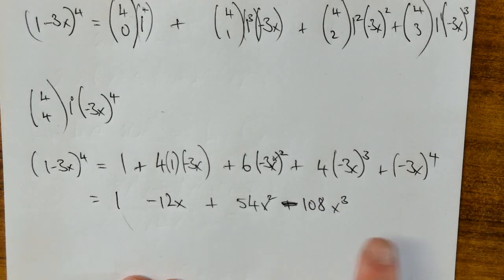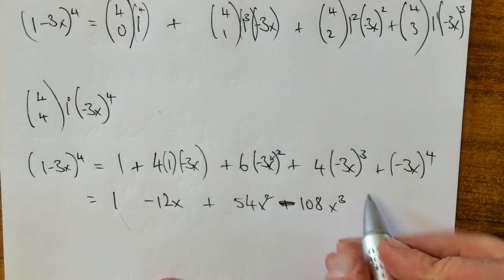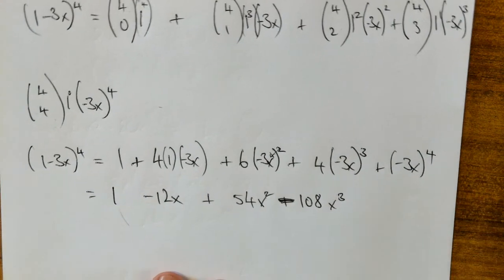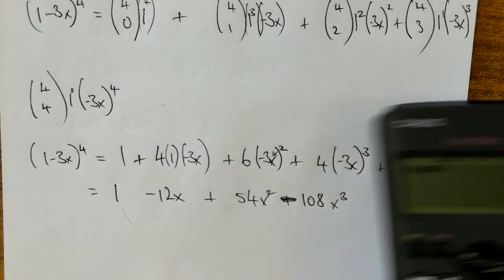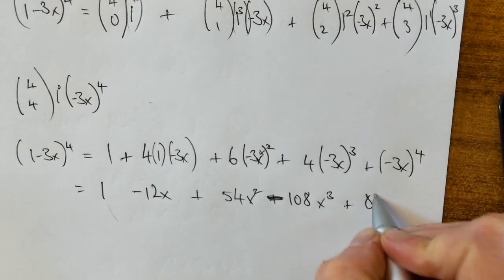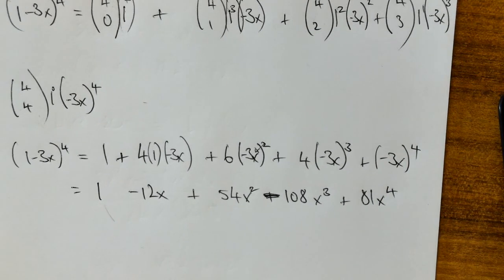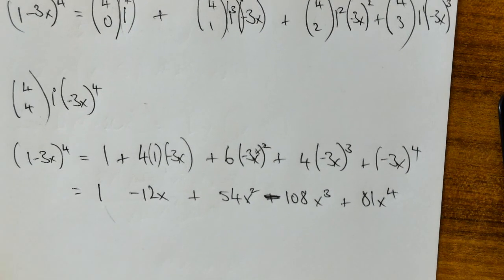Okay. And then I know that this one is going to be positive again because it's to the 4th power. So all I have to do is stick in my calculator 3, and do shift to the 4, and that's going to be 81, plus 81x to the 4. And that's it. Okay, that's all of it done. Binomial expansion.